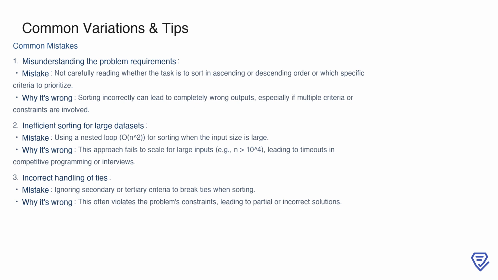Lastly, failing to handle ties correctly is another critical error. If you ignore secondary or tertiary criteria to break ties, your solution may violate the problem's constraints and produce partial or incorrect results. This is why understanding the prioritization rules in the problem is so crucial.